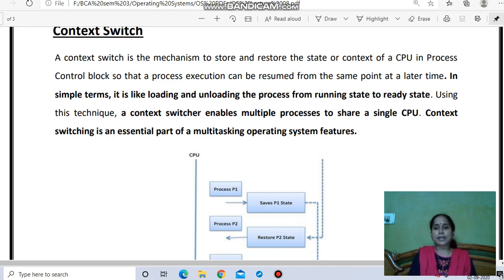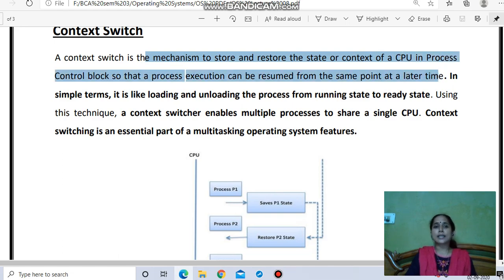A context switch is the mechanism to store and restore the state of the context of a CPU in the process control block, so that a process execution can be resumed from the same point at a later time. It is similar to when we leave a topic in between in the present lecture and carry over that same topic in the next lecture on the next day. Whichever topic we leave our discussion on, we leave the class for a day, and we take the next lecture the next day from the very same topic. So that is known as context switching.